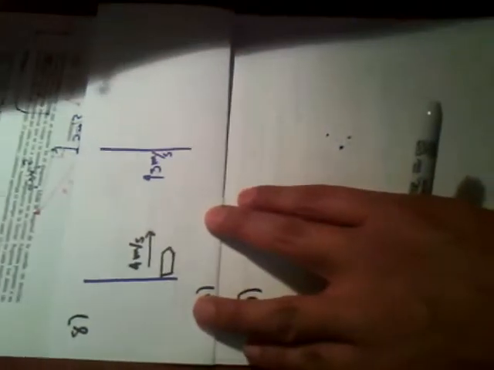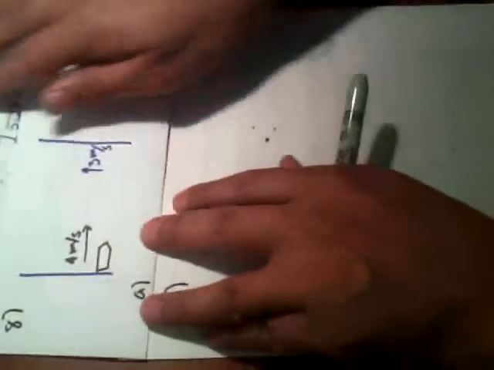Okay, question 8, part B. It's about the boat and the river again. So I'm gonna use the same diagram. The diagram was this one. Give me a second. There we go.